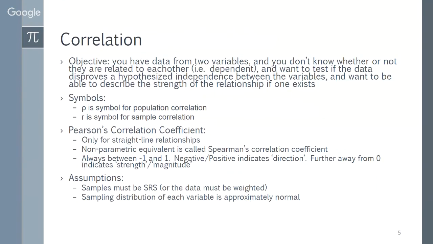So what is correlation? Well, we use correlation when we have 2 quantitative variables, and we don't know whether or not they're related to each other. And remember, the idea of 2 variables being related to each other is similar to the terms that we learned earlier in the course on dependence and independence between 2 variables. So we have 2 quantitative variables. We're not sure if they're dependent or independent. We want to test to see if the data disproves the hypothesized independence between the 2 variables, and we want to be able to describe that relationship if one actually exists.